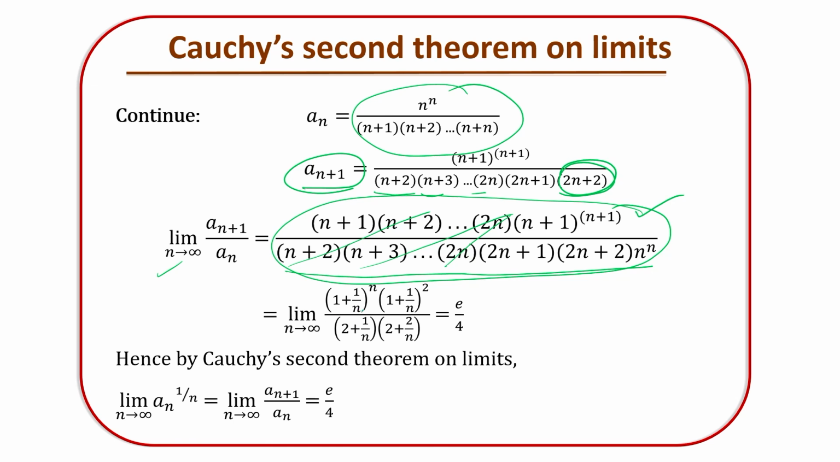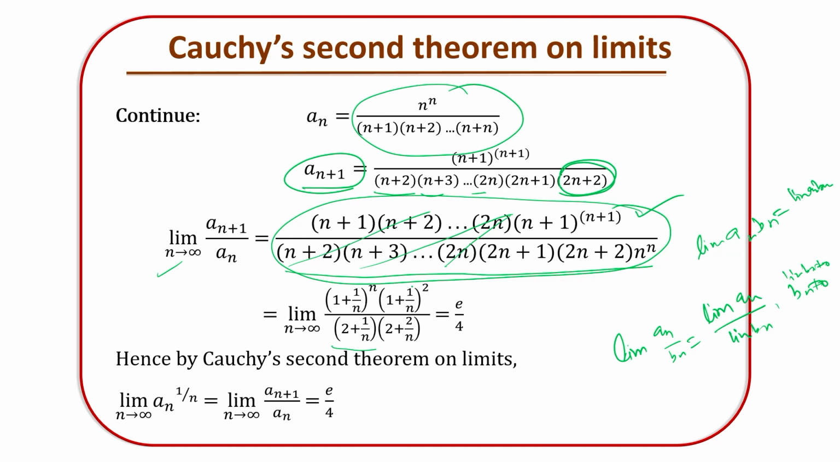So (1 plus 1/n)^n and (1 plus 1/n)^2 divided by (2 plus 1/n)(2 plus 2/n). Now look at each term and try to find out the limiting value of this term, because we do understand that the limit of an divided by bn is the individual limit of an divided by the limit of bn, where the limit of bn is not equal to 0. That's we understood, right? Similarly, we understood the limit of an into bn is equal to the limit of an into the limit of bn. Use these two terms, right?